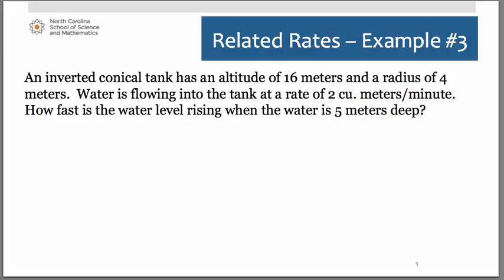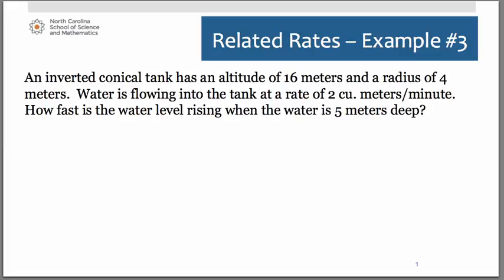Let's take a look at yet another related rates problem. This one involves a cone, which definitely has a certain way in which you want to approach the solution. In this problem, we have an inverted conical tank with an altitude of 16 meters and a radius of 4 meters. So that's the dimensions of the entire tank.